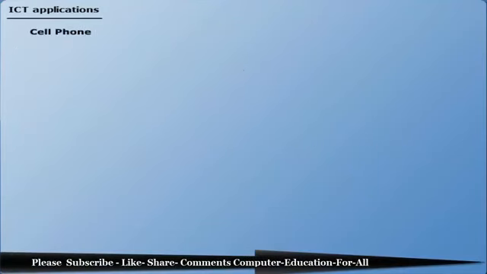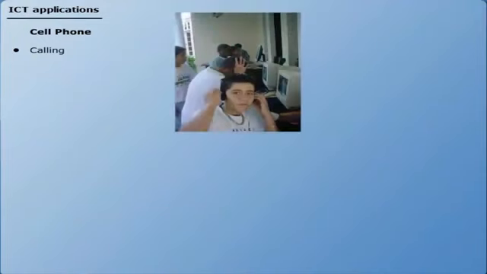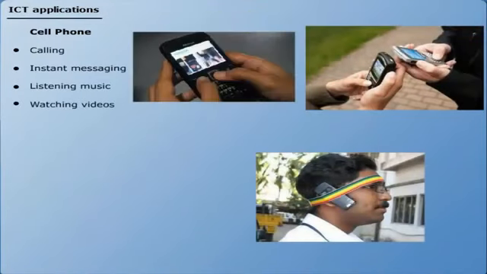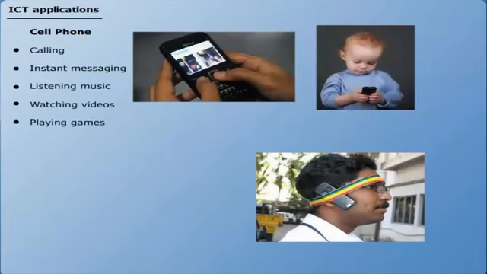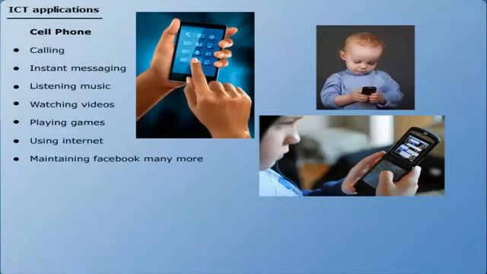Cell phone. Cell phone is another well-known ICT device which allows users to communicate with each other. It provides many facilities to the users such as calling, instant messaging, listening to music, and watching videos. Playing games, using internet, maintaining phone book, and many more. A figure named as Simple Phone and Multimedia Phone, Figure 6, is shown below.